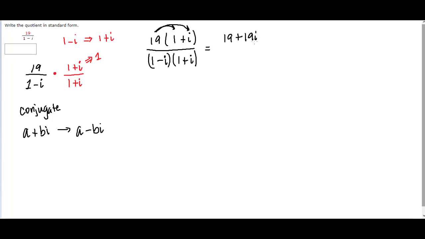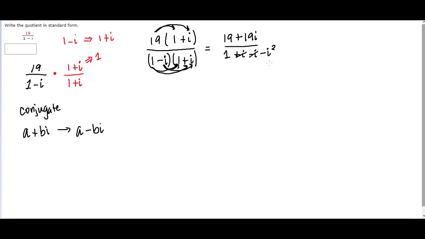Alright, so the numerator part was pretty straightforward. Now in the denominator, here's where the cool part comes in. We do FOIL, right? 1 times 1 is 1. Then we do 1 times positive i, and we get i. Then we do 1 times negative i, so we get negative i. And then finally we do the last two, we get negative i squared. Negative i times positive i is negative i squared. And so when you do this multiplication by a conjugate, this always happens. This plus i cancels this minus i. The two middle terms will cancel.